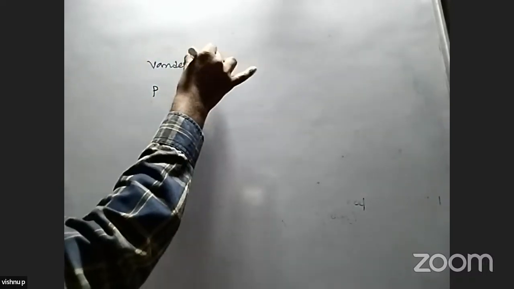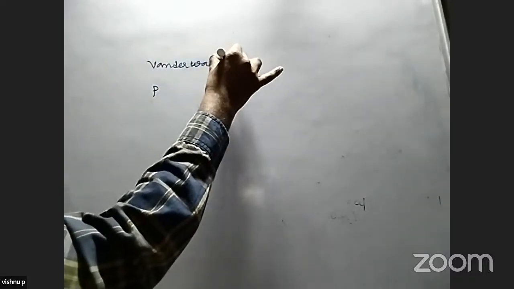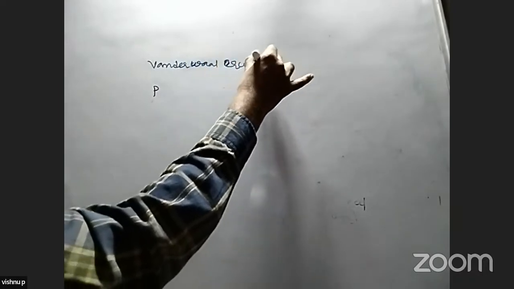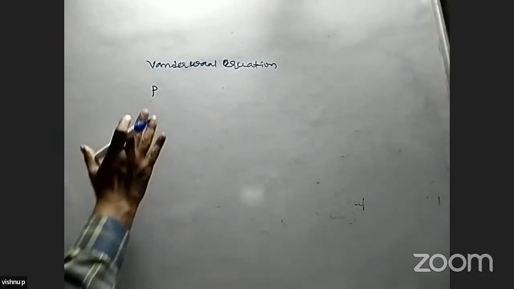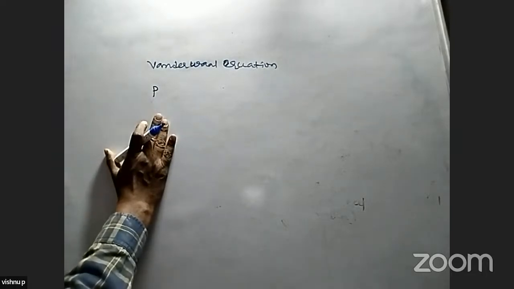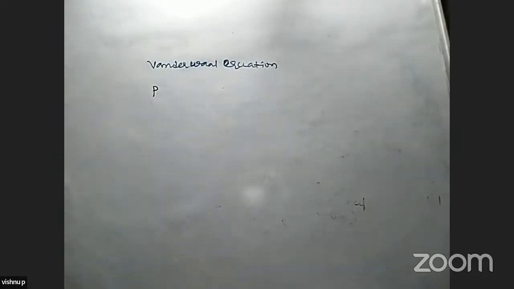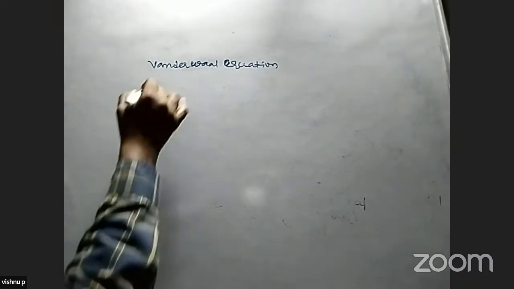So what is this Van der Waals equation? The ideal gas equation is corrected by the Van der Waals equation for real gases. In real gases, attractive and repulsive forces are present, and real gas molecules cannot move in all directions. Some space is not available for free movement of gas molecules. That is called the restricted volume.